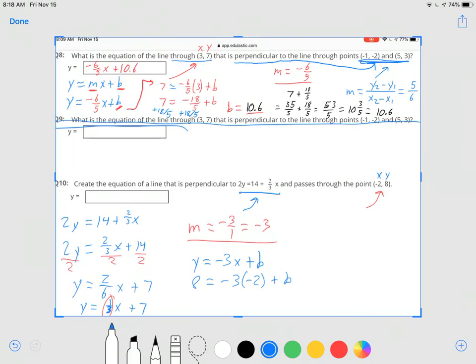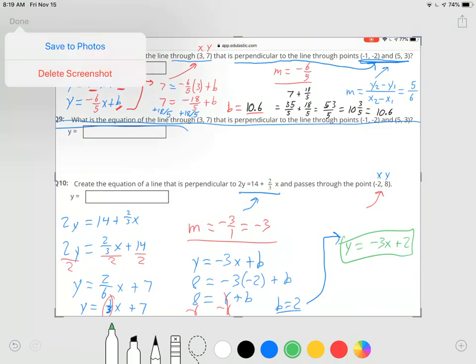Okay, lucky for us, we don't have fractions here. 8 is equal to 6 plus b, and then we subtract 6 from both sides. This cancels out, and we're left with b equals 2. Okay, so then we can finally update our equation, so we have y equals -3x plus 2, and that'll be the final answer. Okay, that's all for part 2 of the solutions.